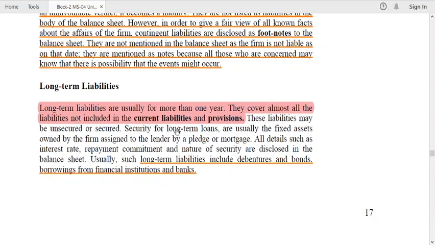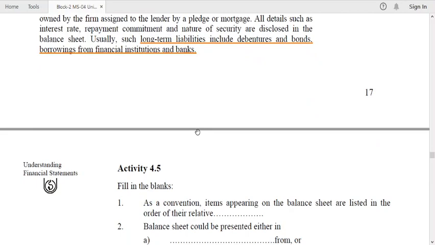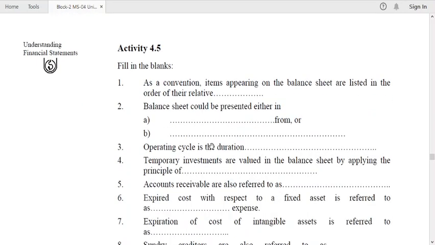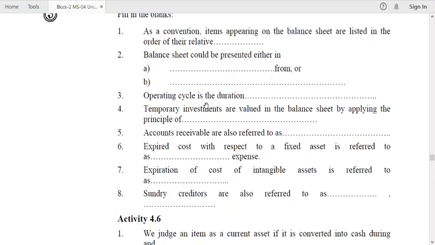Next, long-term liabilities. Long-term liabilities are usually for more than 1 year. They cover almost all liabilities not included in current liabilities and provisions. Long-term liabilities are like debentures and bonds, borrowing from financial institutions and banks, debts. As a convention, items appearing on the balance sheet are listed in the order of their relative liquidity. The balance sheet could be presented either in T form or report form, one after the other in a line. Operating cycle is the duration. Operating cycle duration means what? This is the duration when the cash transactions happen.